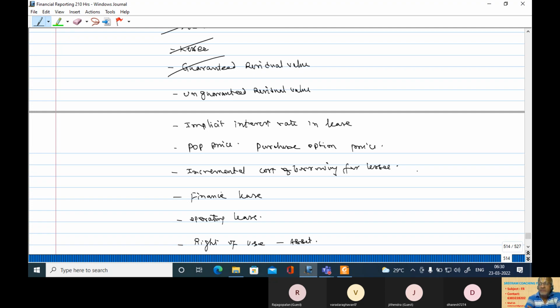So let me repeat the amortization. If they have given you a guaranteed residual value, it will be the undiscounted guaranteed residual value, whereas right of use of asset will be a discounted figure. So this undiscounted guaranteed residual value amount has got to be deducted from right of use of asset, and the difference is going to be the depreciable amount, the whole divided by 5 or 4 as the case may be.